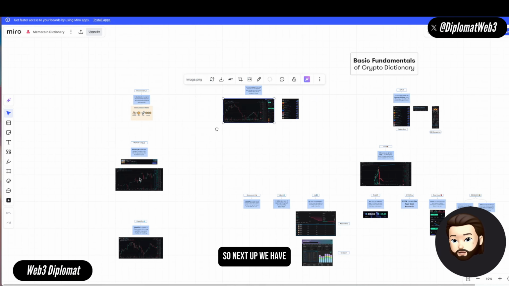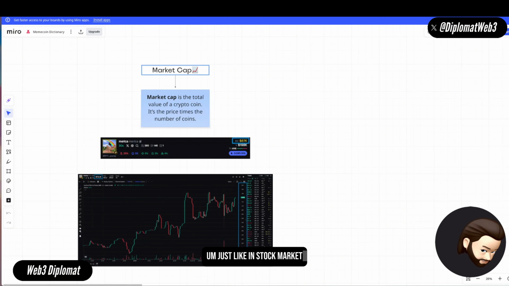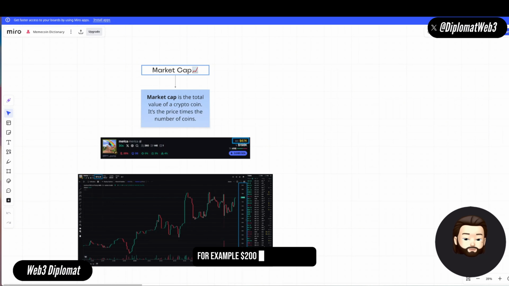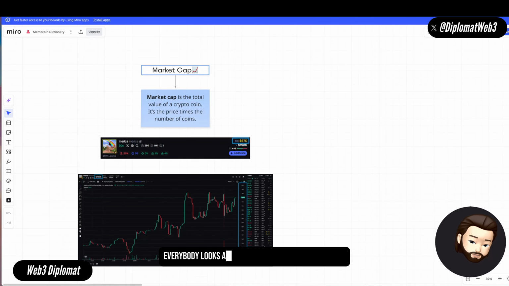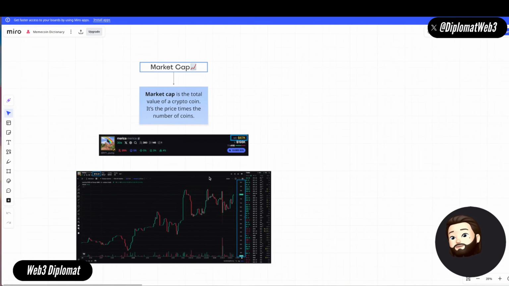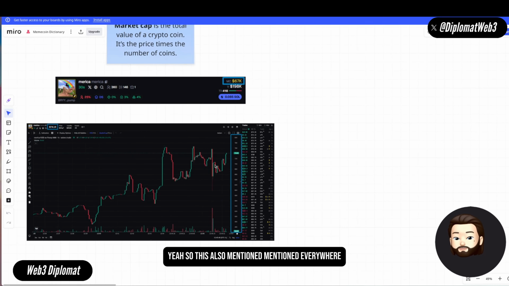So next up we have a market cap. Just like in the stock market, it represents the current price of all tokens sold. If we are referring to big corporates, they usually look at the stock price, which is, for example, $200 for Tesla today. But in the meme coin world, everybody looks at the market cap because it is much easier to evaluate. Market cap is a combination of the token's price and all tokens in circulation. So it is also mentioned everywhere.